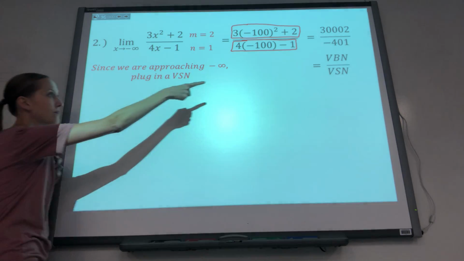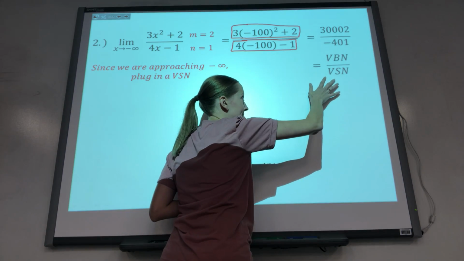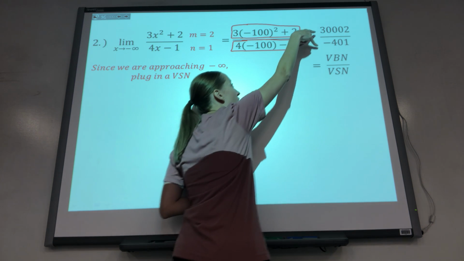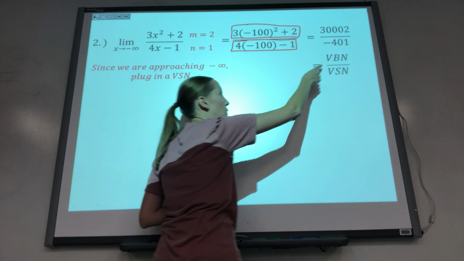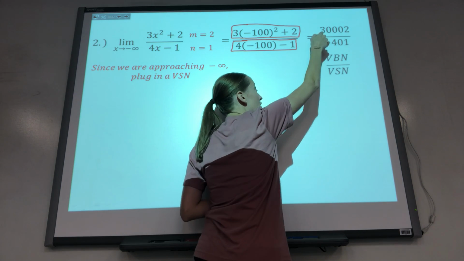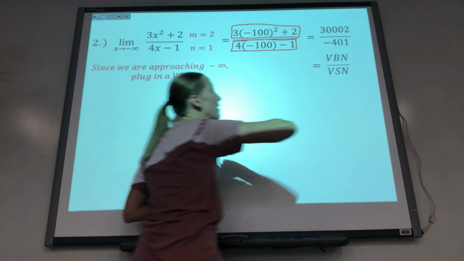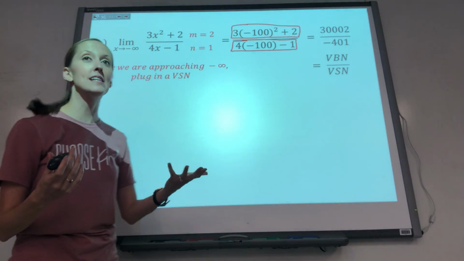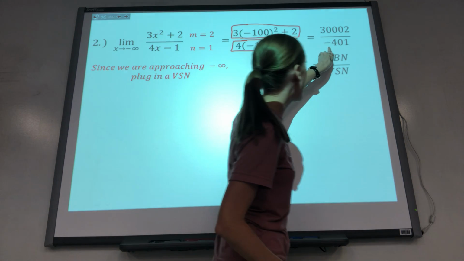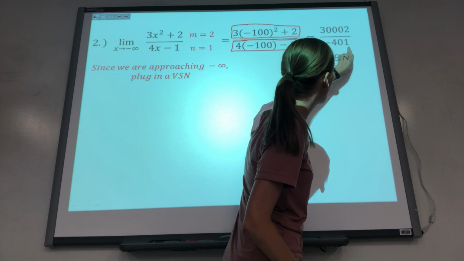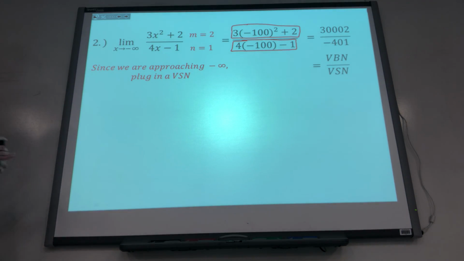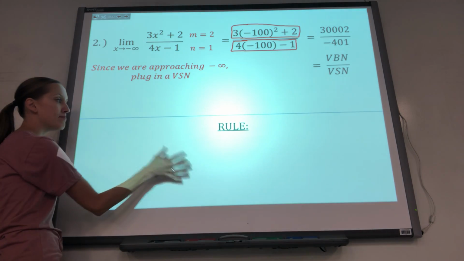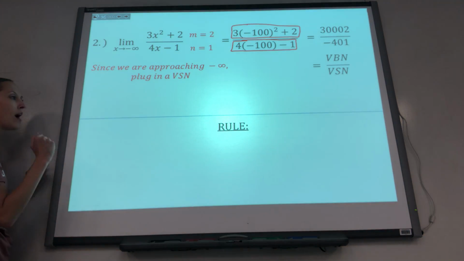Let me just summarize what happened here. On the top, we got back 30,002. I would say that 30,002 is a very big number. Wouldn't you say that's a very big number? And on bottom, we got back negative 401, which I would say is a very small number. Now, hang with me here. I'm going to come down to the bottom and put just one more part to this rule here.